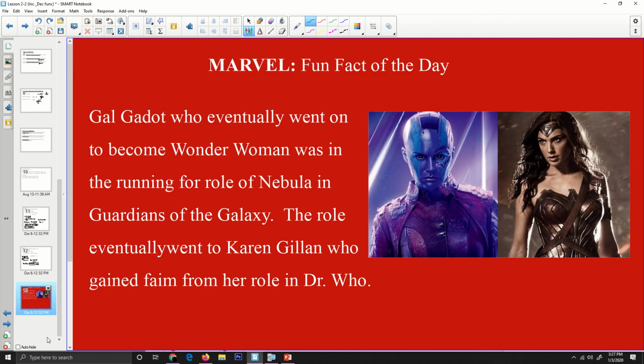That's all I got for today, folks. So today's Marvel fun fact of the day: Gal Gadot, who eventually went on to become Wonder Woman, was in the running for the role of Nebula for Guardians of the Galaxy. That role eventually went to Karen Gillan, who gained fame from her role in Doctor Who. She was Amy Pond, if you're a fan of that.